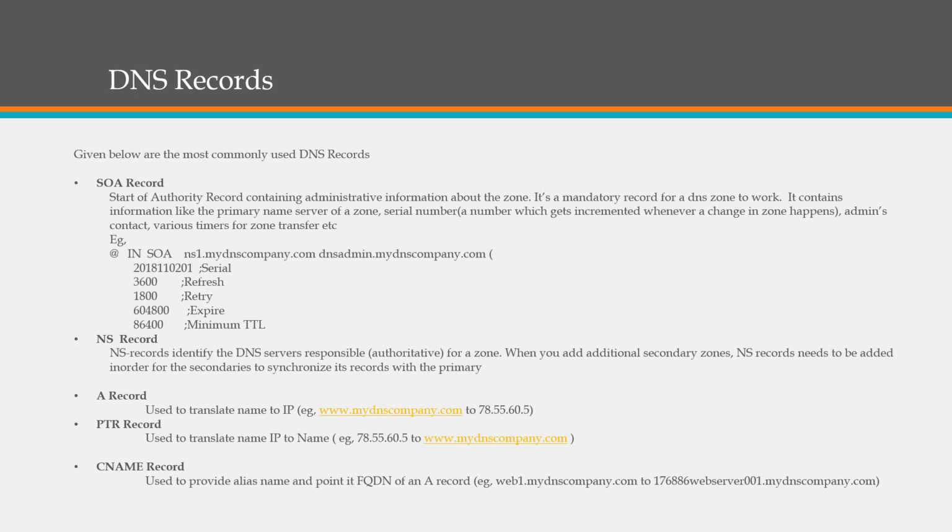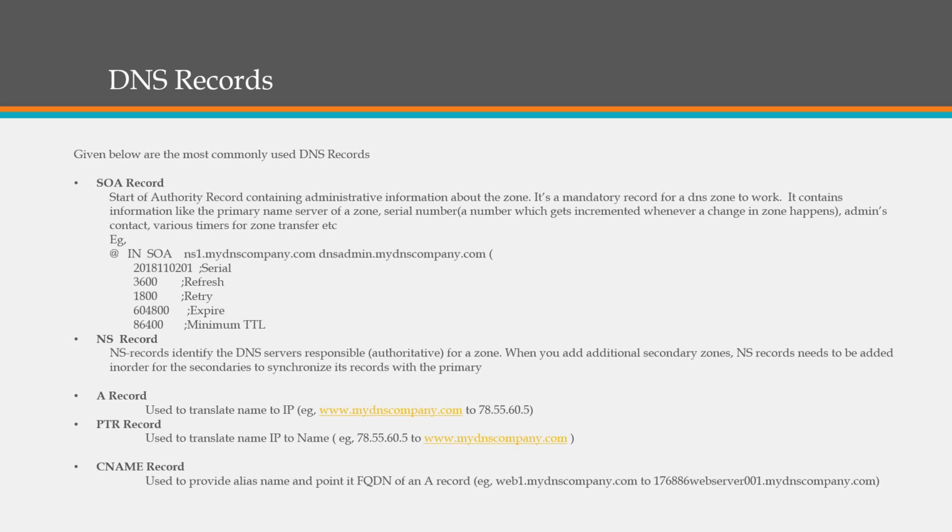Okay, so let's move on to the NS record. The NS record is also known as the name server record. It identifies the DNS servers, or the authoritative DNS servers, which are responsible for a zone. When you add additional secondary servers to host additional secondary zones, then NS records need to be added so that all those secondary name servers will be able to receive or synchronize their records with the primary name server using the zone transfer.